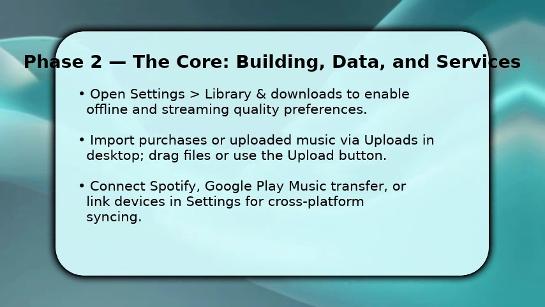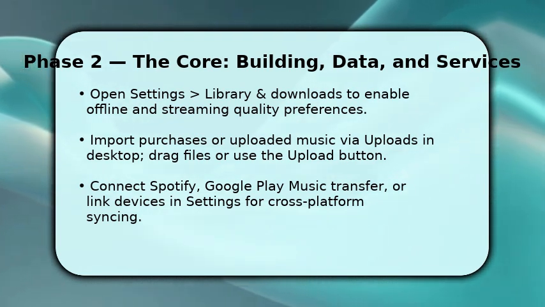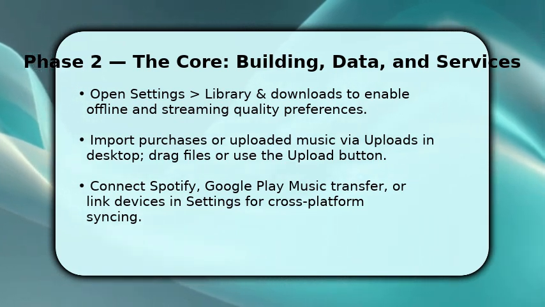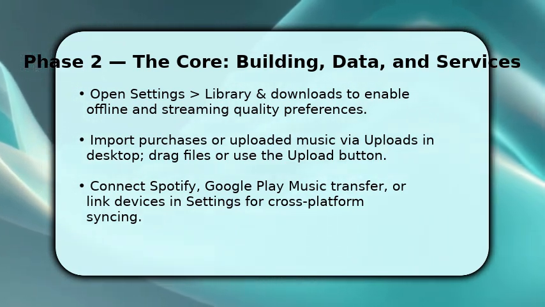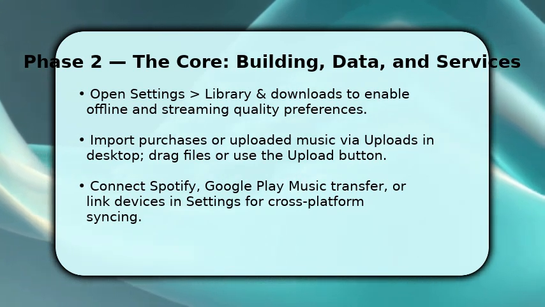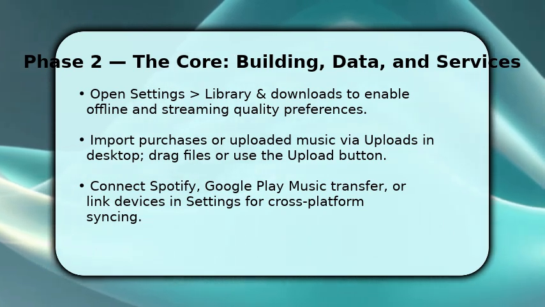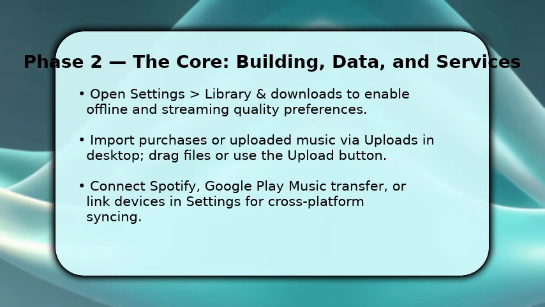On desktop, import your tracks. Go to Uploads and drag files or click Upload. This adds personal files to your library. If you're moving from another service, use the Transfer/Import option to bring playlists across, and link other devices in settings so playback and downloads sync instantly.